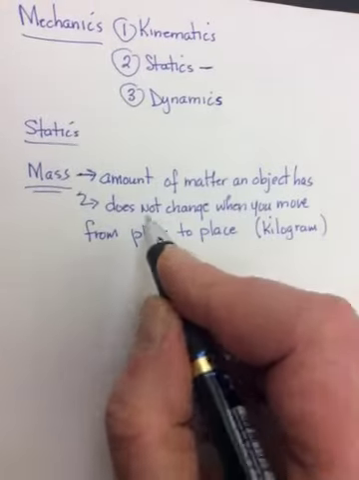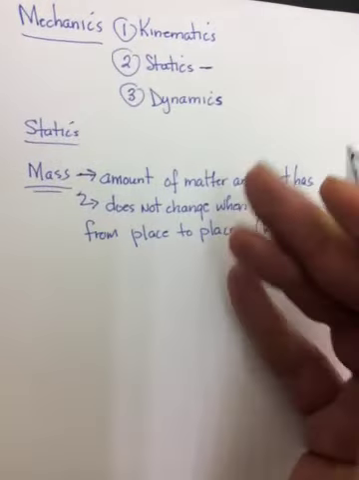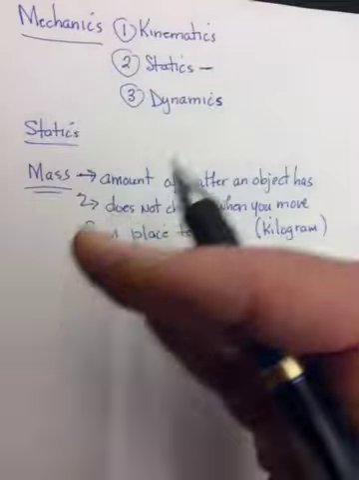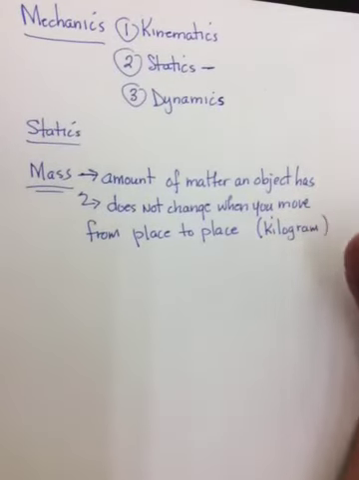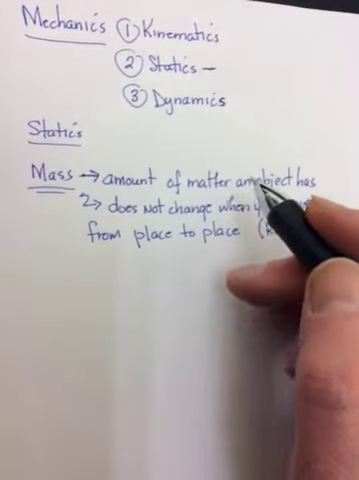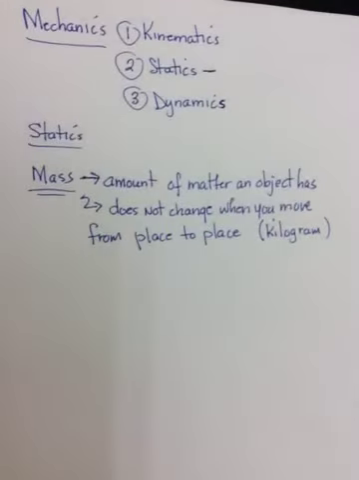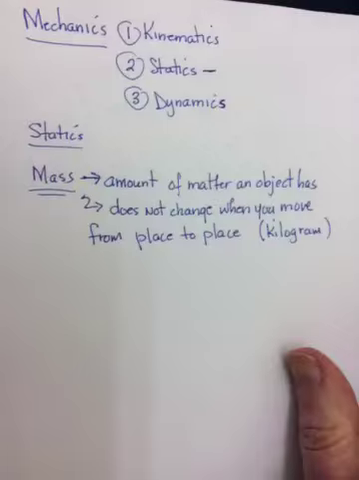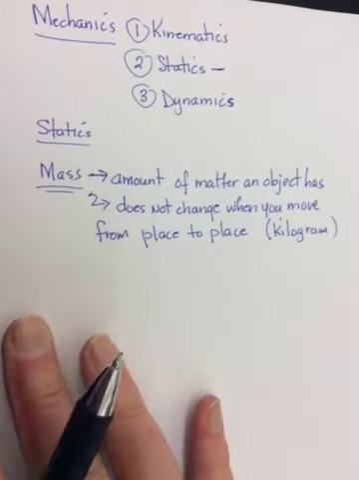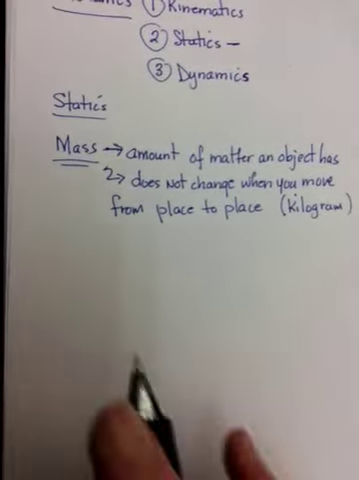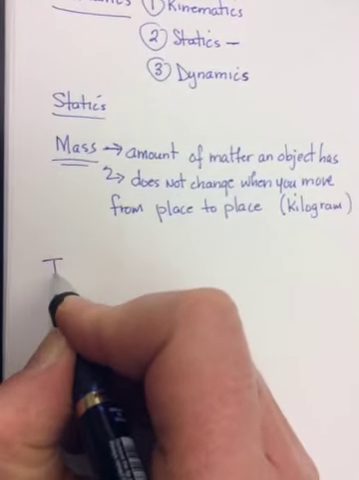So the only way you actually change an object's mass is by physically taking mass away or physically adding more mass. Okay, I say that because that's different from our weight, and we'll get to our weight in a few days. But our weight changes depending on where we are, but our mass does not. Okay, so that's one word that we'll use a lot.